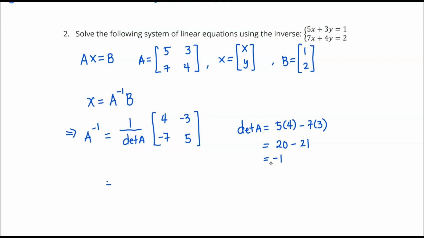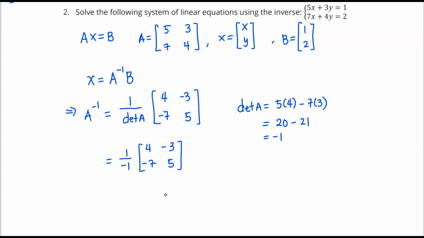And going back to our formula, therefore, for the inverse of the matrix, we have 1 over -1 times the matrix 4, -3, -7, 5. Now 1 over -1 is equal to -1. So we have -1 times the matrix here. That means we're just going to negate each entry. So therefore, A inverse is equal to -4, +3, +7, and -5.